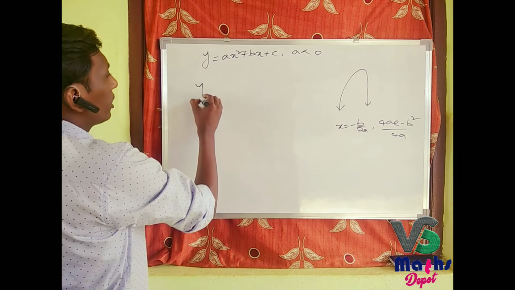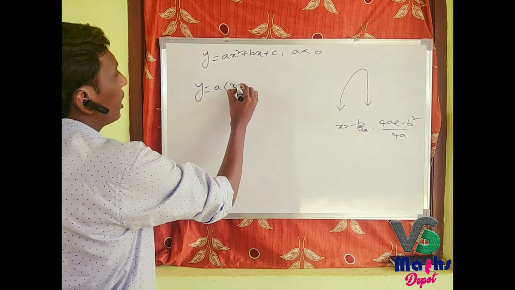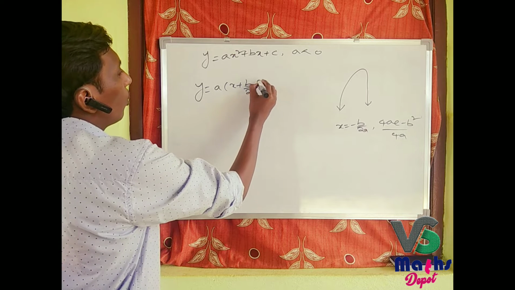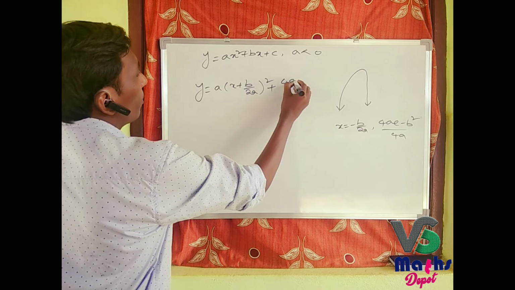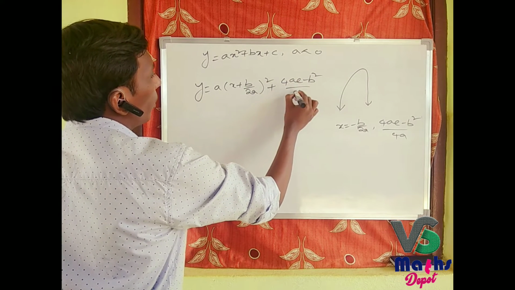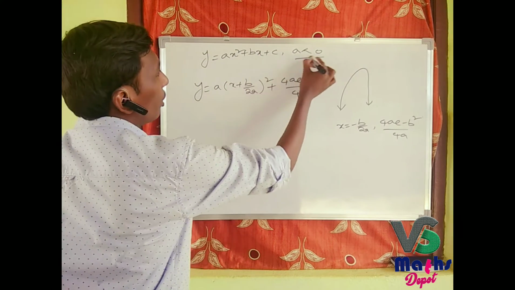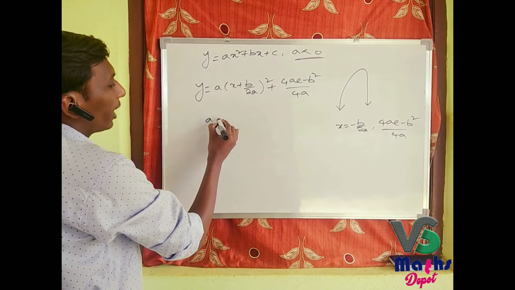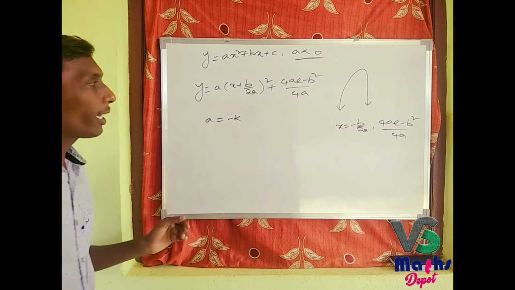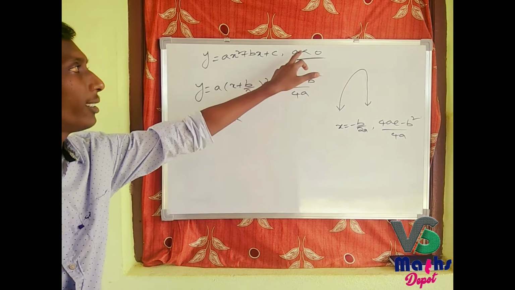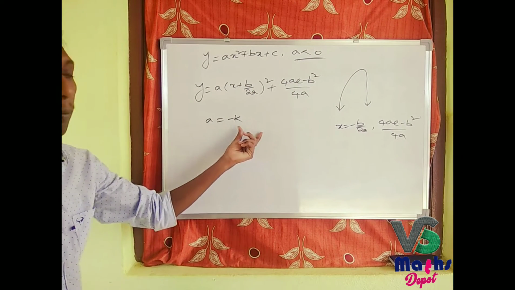Suppose y is equal to a into (x plus b by 2a) whole square plus (4ac minus b square) by 4a. By simplifying this, we can get this one only. Here a less than 0. Here a less than 0 means take a is equal to minus k, because of a less than 0, we can take a is equal to minus k.